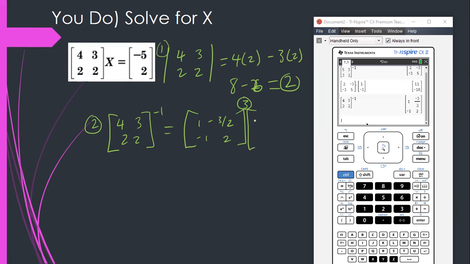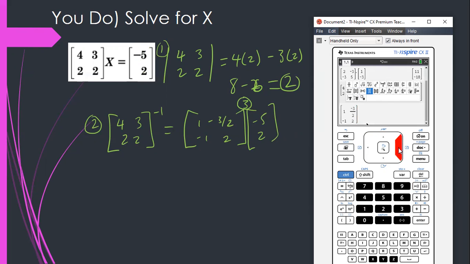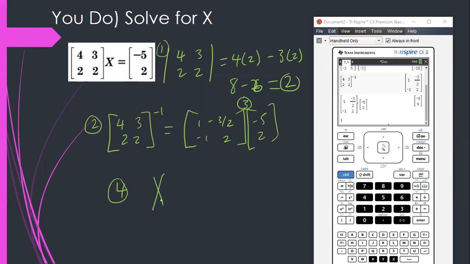So I have -5 and 2. I'm going to arrow up, grab my inverse, and multiply it by my 2 by 1, -5, 2, and I hit enter, and I get that my solution is x equals -8, 9. And that's how it's done.